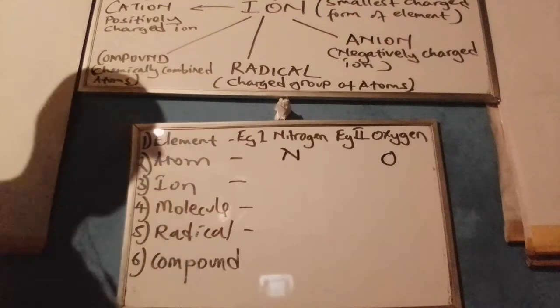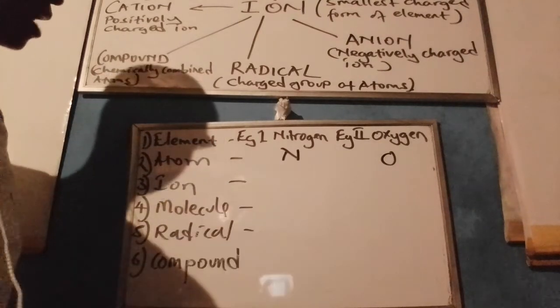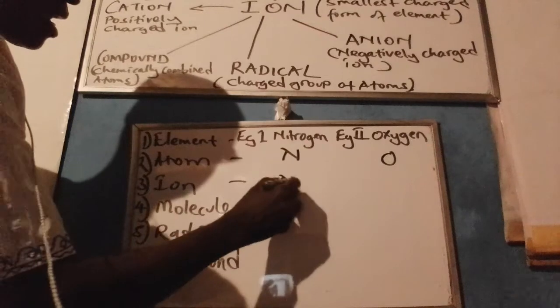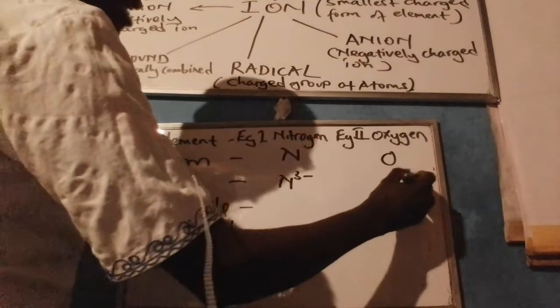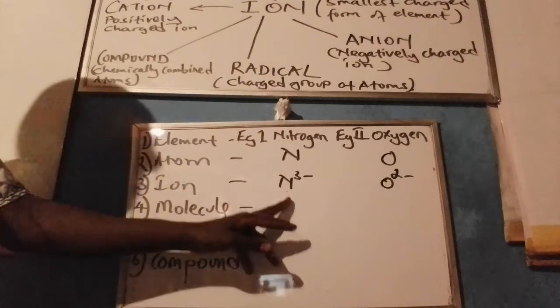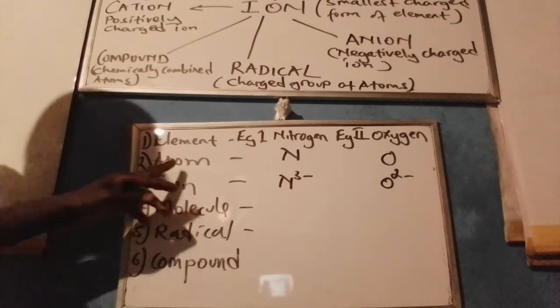Second, we have the ion. If you want to represent the ion of nitrogen, we will assume that it acquires 3 electrons, so it becomes N3 minus. In that case, it is an anion, or a negatively charged ion. The second one is oxygen, which will carry 2 negative charges, in this case the oxide ion. So we have the nitride ion and the oxide ion, which are ions formed from atoms of the respective elements.